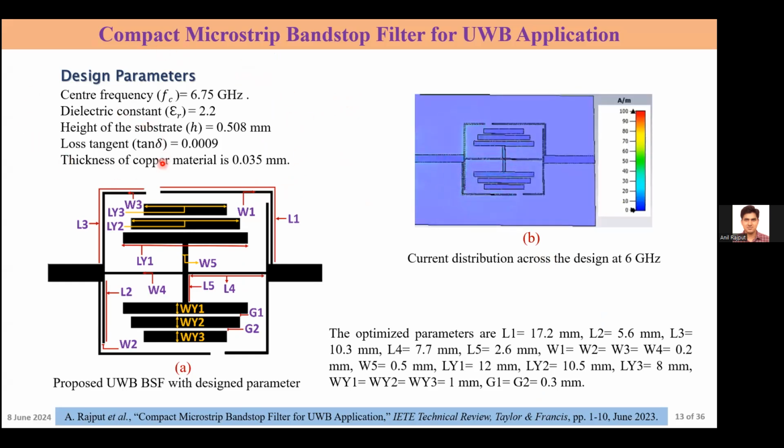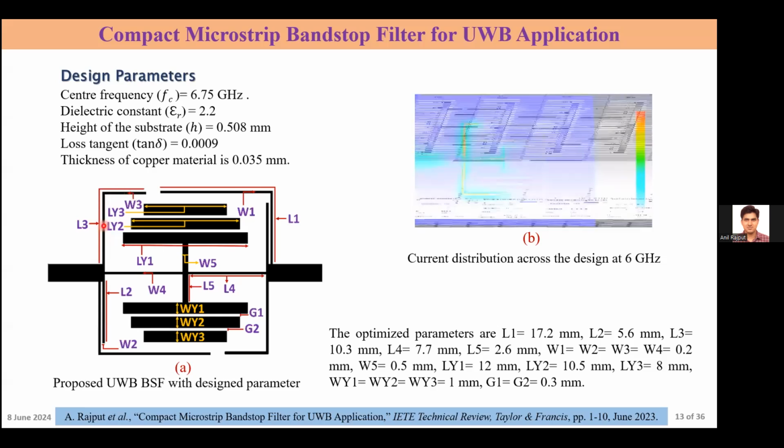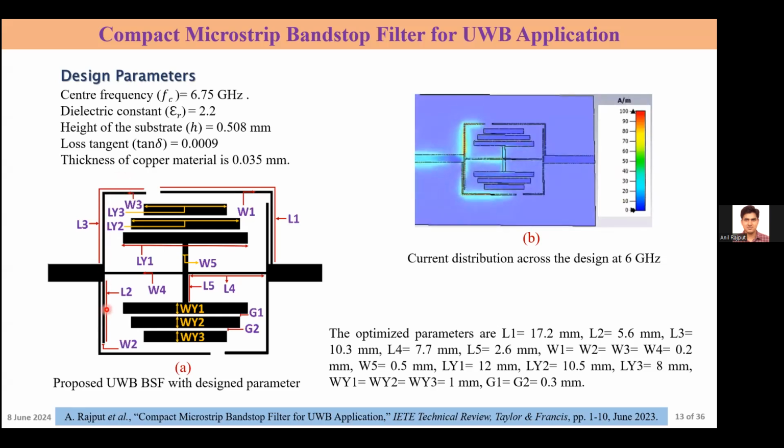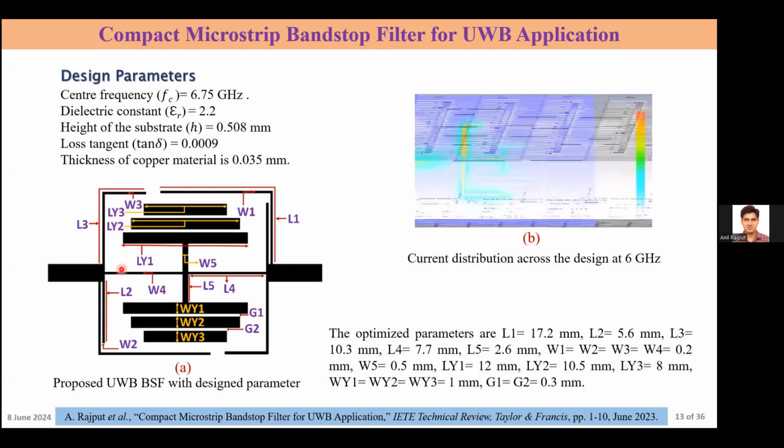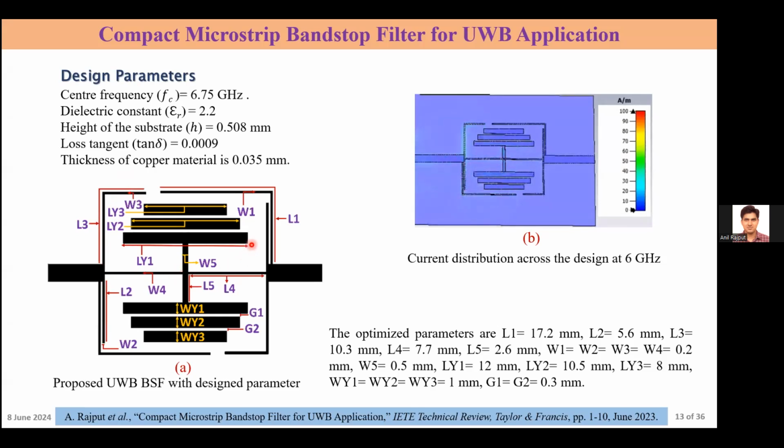And here I have taken three open-ended stubs. First one is this one, and this one, and this one. These three are the open-ended stubs which generate the transmission zeros in the filter response. And I have introduced this new type of resonator, which is inspired by the Yajuda resonator. Here, if the power goes to this T section, it will direct the power to this section and then this section. That means maximum power will be absorbed or stored by this resonator.